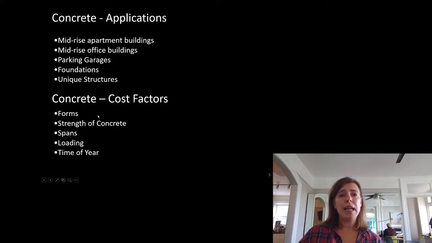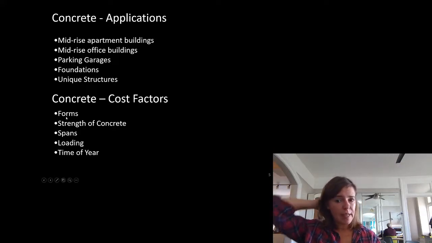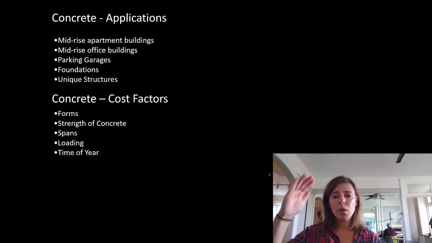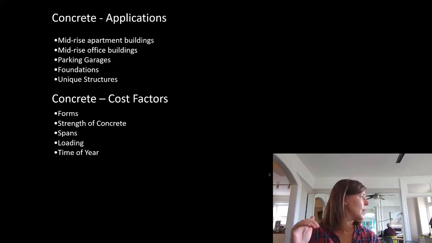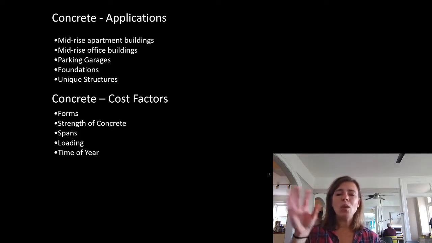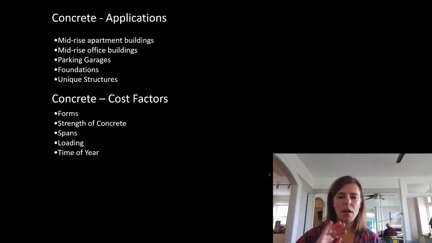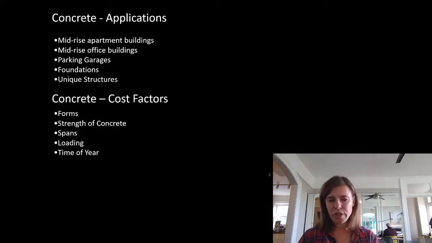So like I said, some of the cost factors. Formwork is a huge cost factor. If we can reuse that formwork, we can drop that cost down. Strength of concrete. In the normal range of things, the strength of concrete isn't that big of a deal. There's a nominal cost difference between 25 and 35 MPa. We're going to talk about what that means later on. Don't worry about it. We'll spend a whole lecture in Structures 2 talking about that.